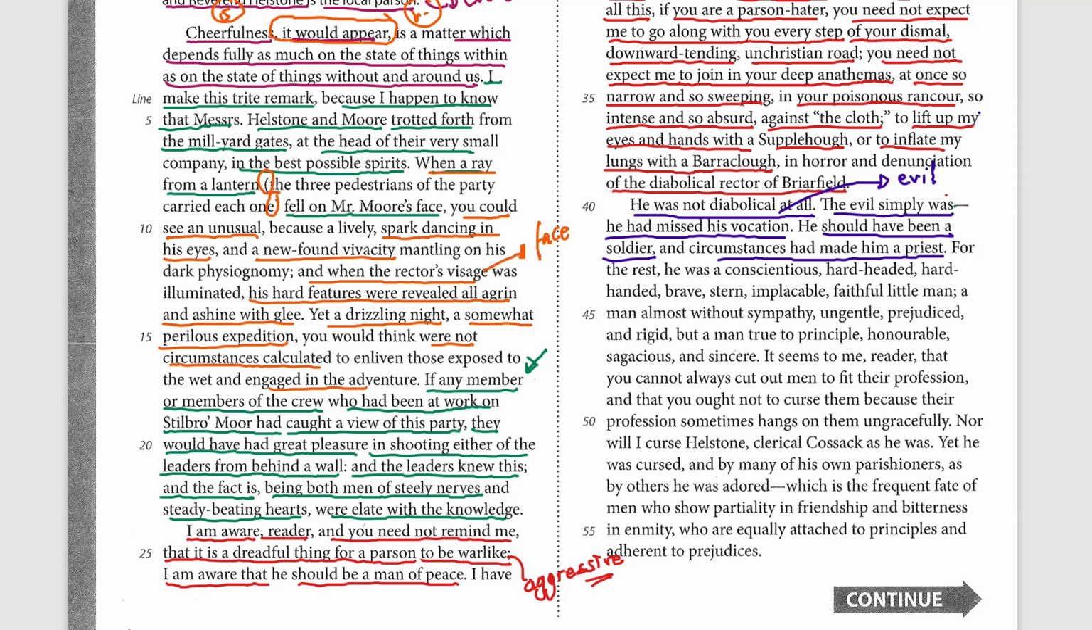we said here, if you remember below, we said he was what? He was warlike. That is, he was aggressive. And this is something very strange for parsons, very strange for rectors, very strange for priests, for the what? The clergymen. Okay. For the rest, he was a conscientious, hard-headed, hard-handed, brave, stern, implacable, faithful little man.